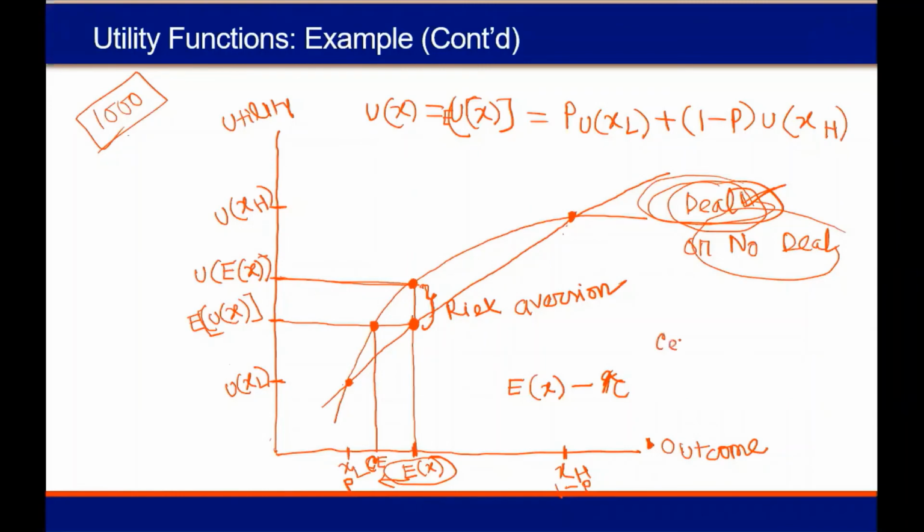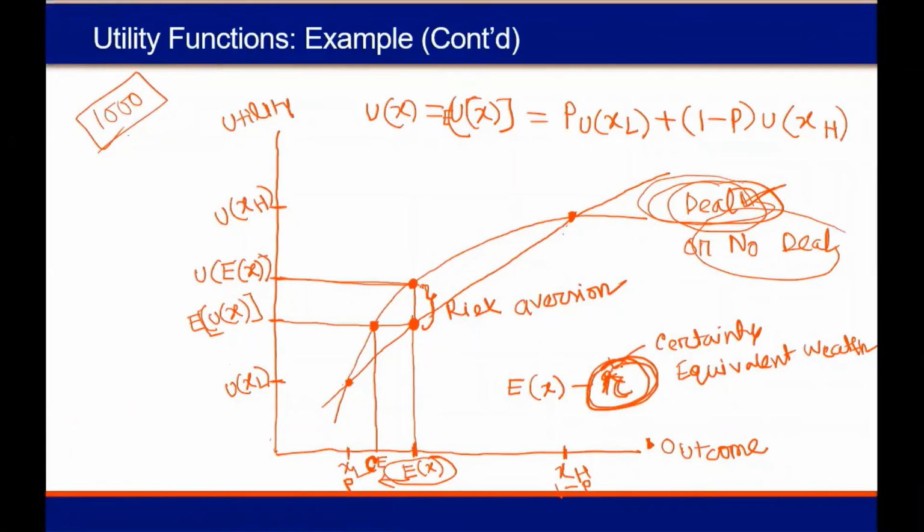So what is that amount by which you can convince the investor to stay here? That is known as certainty equivalent wealth. It is the amount of wealth from which the investor gets the same amount of utility which he was getting from the expected wealth. What is the difference between expected wealth and the certainty equivalent? That is the risk premium.